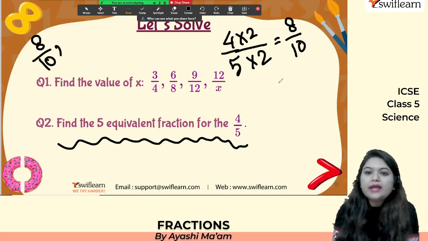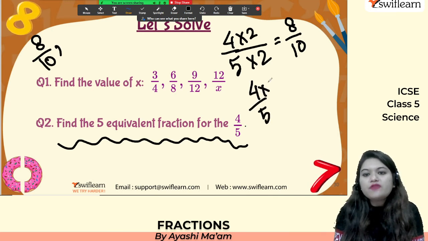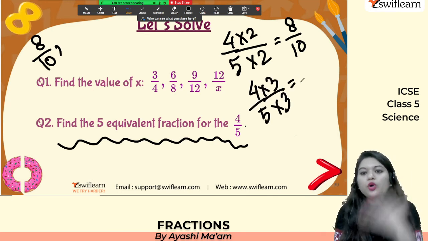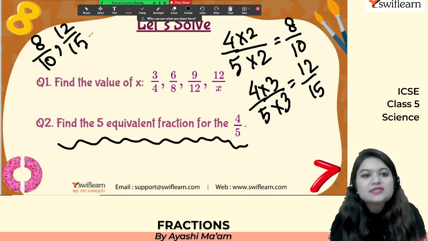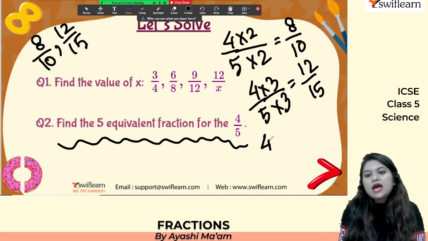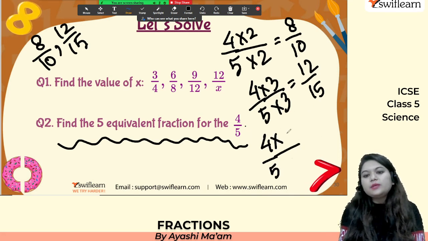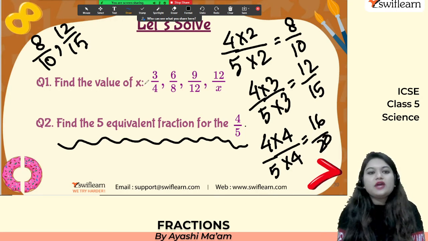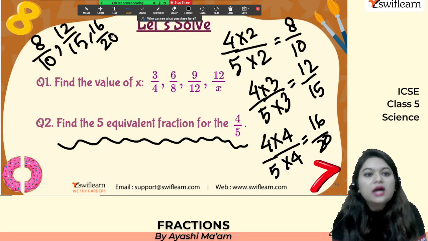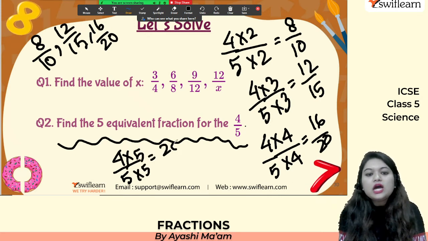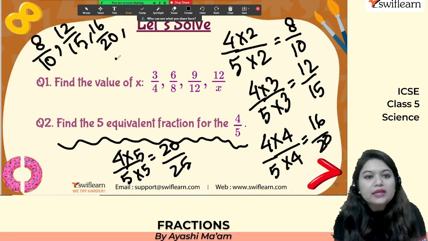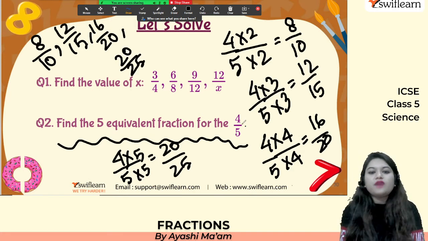Okay, you can write that. Now let's take again 4 by 5 and multiply that by 3 on both the parts. So you will get 12 by 15. Therefore 12 by 15 will be our second equivalent fraction. Very, very easy. Now let's take the original fraction and multiply both the numerator and denominator by 4. So you will get 16 by 20. Therefore 16 by 20 will be our third equivalent fraction. Again, let's take the original fraction and multiply it by 5, both the sides. So you will get 20 by 25, right? So 20 by 25 will be our fourth equivalent fraction.